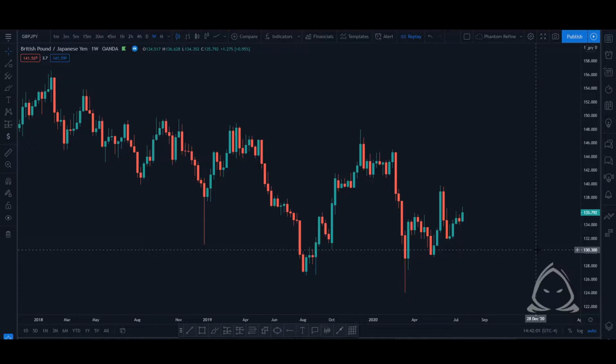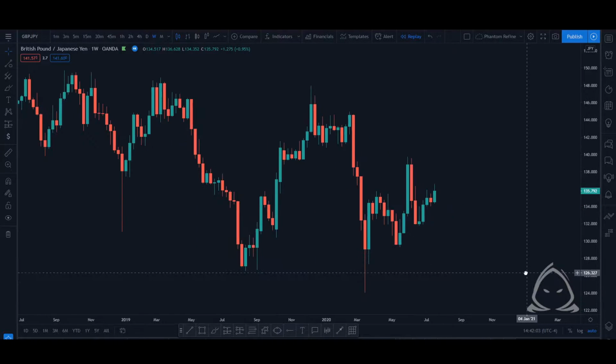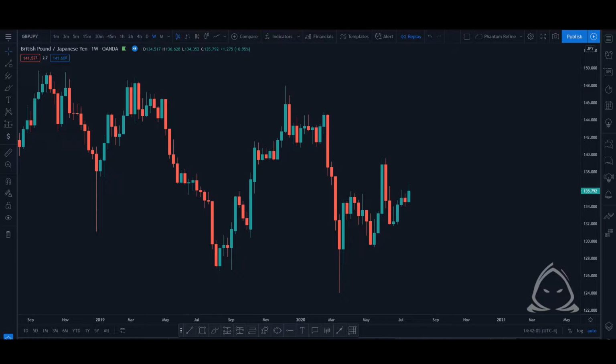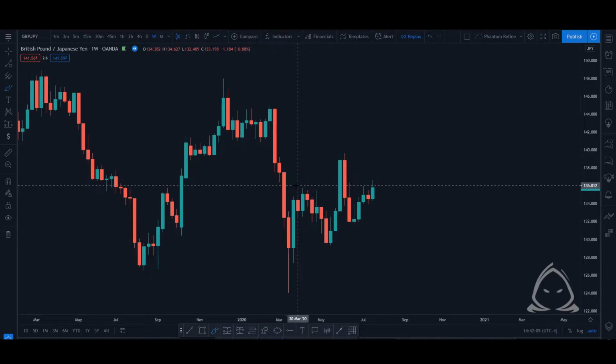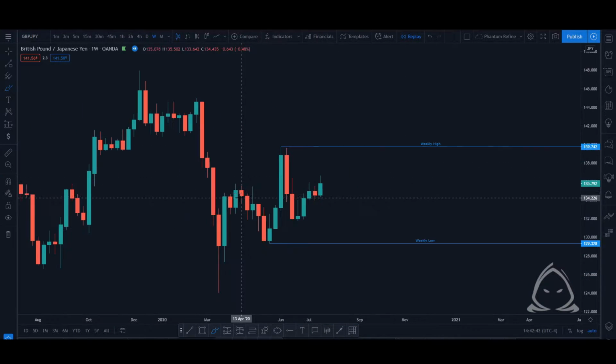Now let's take a look at an example of everything that we've learned so far. We're going to use pound Japanese yen, and we're going to start on the weekly chart. What we can see when we look at the weekly chart is price created a high and it created a low. It broke that high impulsively and is now forming a potential higher low. So what we can gain from that is that price is moving to the upside. We can see that price impulsively broke this structure.